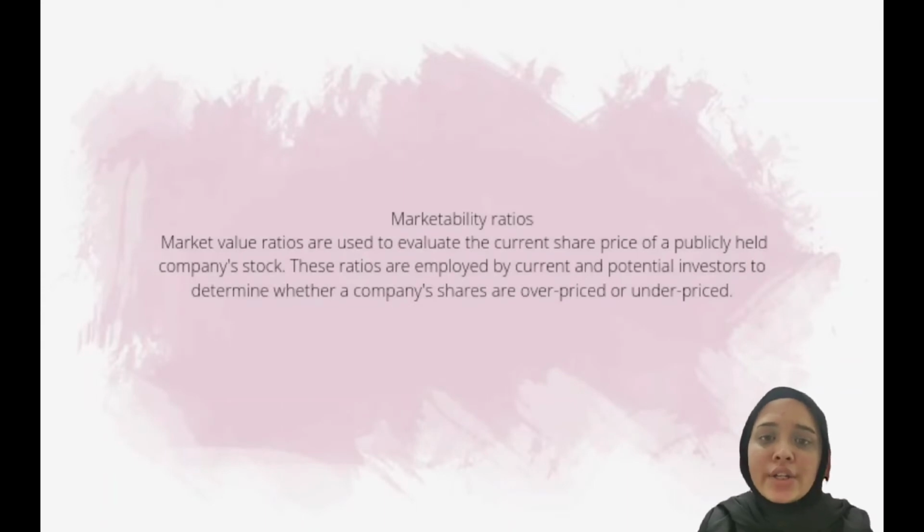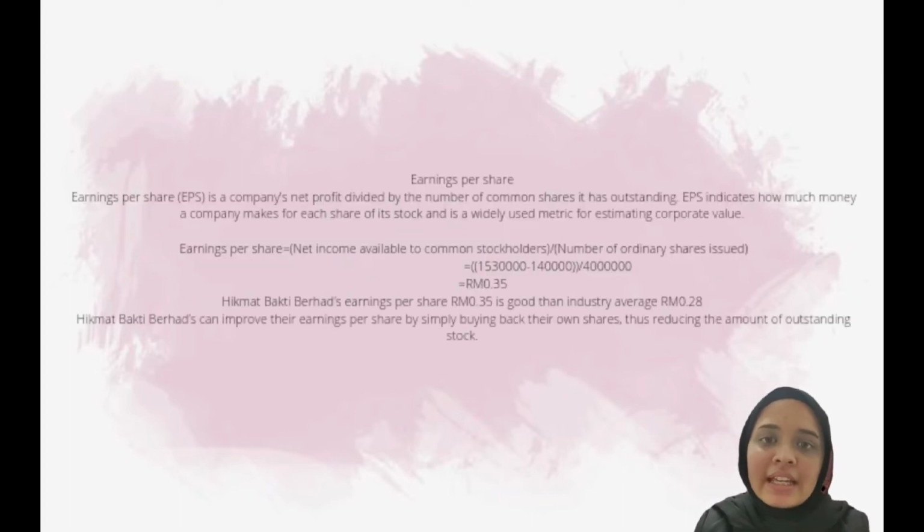Marketability ratios are used to evaluate the current share price of a publicly held company's stock. Earnings per share (EPS) is the company's net profit divided by the number of common shares it has outstanding. The earnings per share that I've calculated is RM0.35. Hikmat Bati Berhad is good then. Industry average is RM0.25. Hikmat Bati Berhad can improve their earnings per share by simply buying back their own shares.